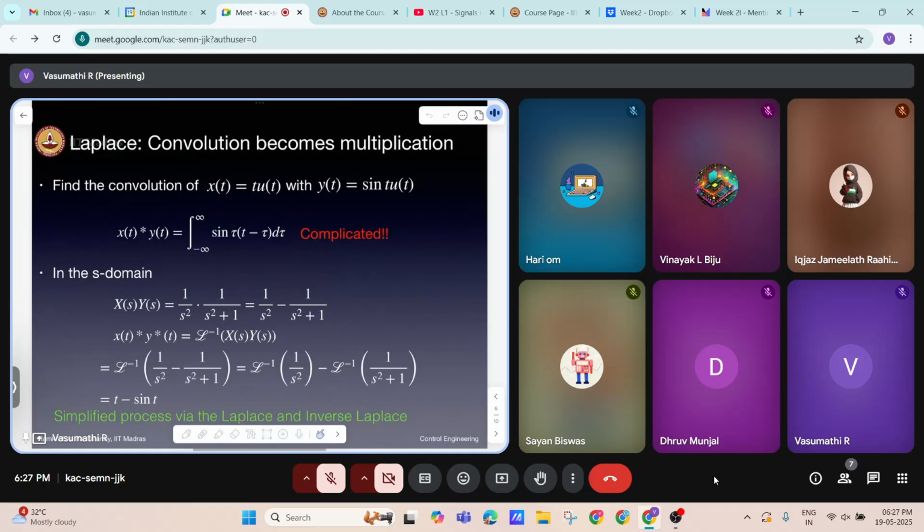If you are asked to find only the Laplace transform, then it is fine. If you are asked to find the signal back, that is, the time domain signal or the convolved signal in the time domain, we just have to apply the inverse Laplace transform. That's why we are studying the properties of the inverse Laplace transform.